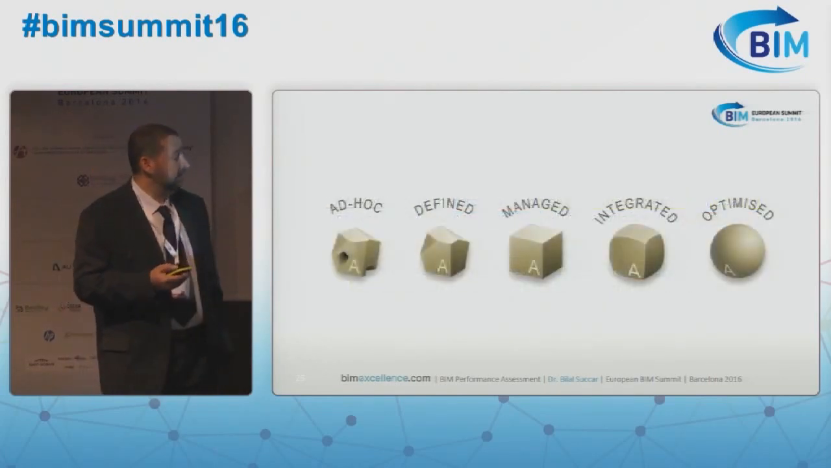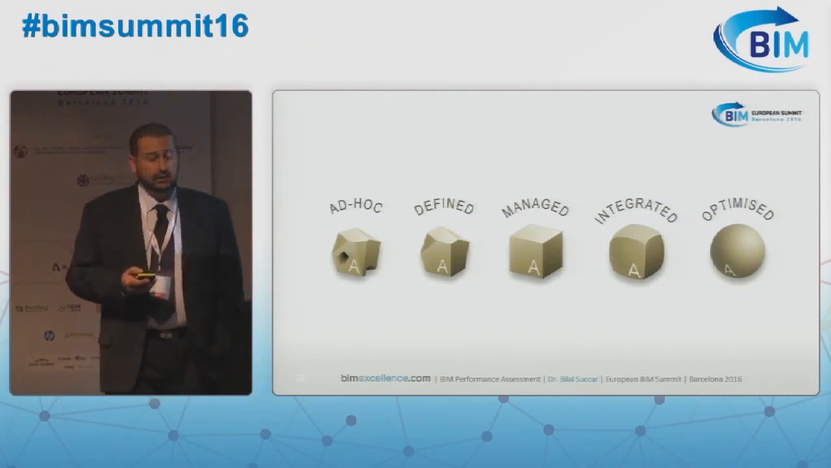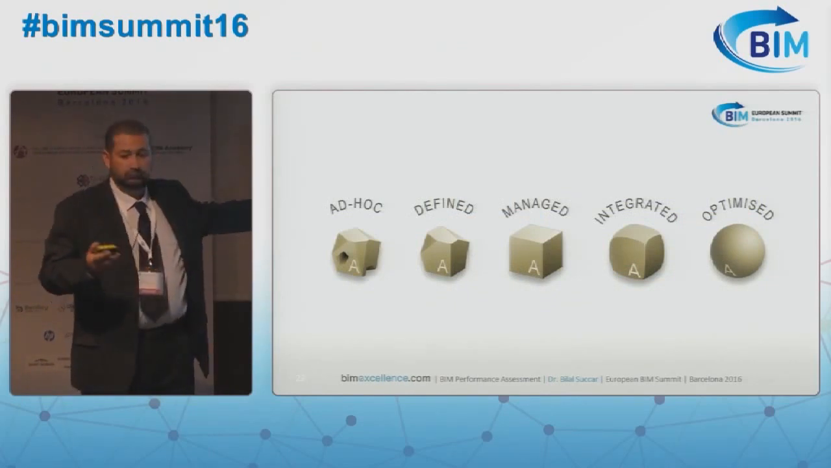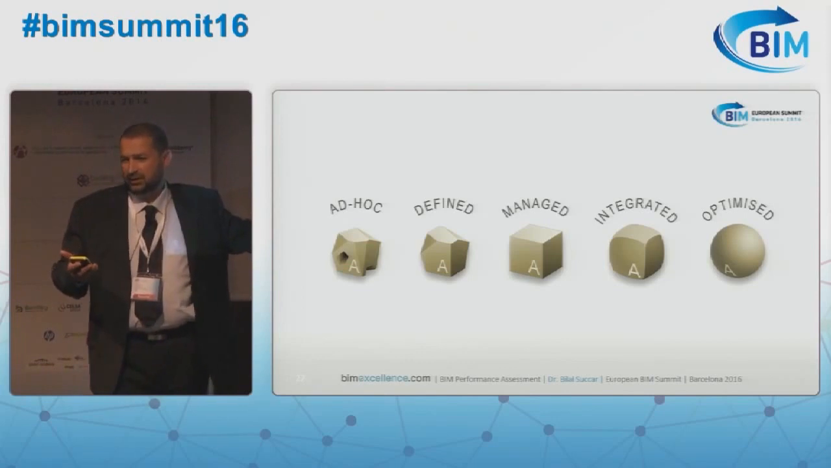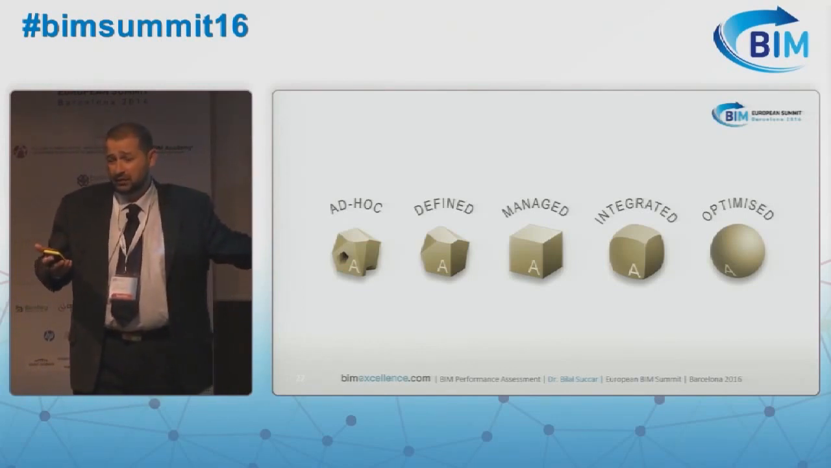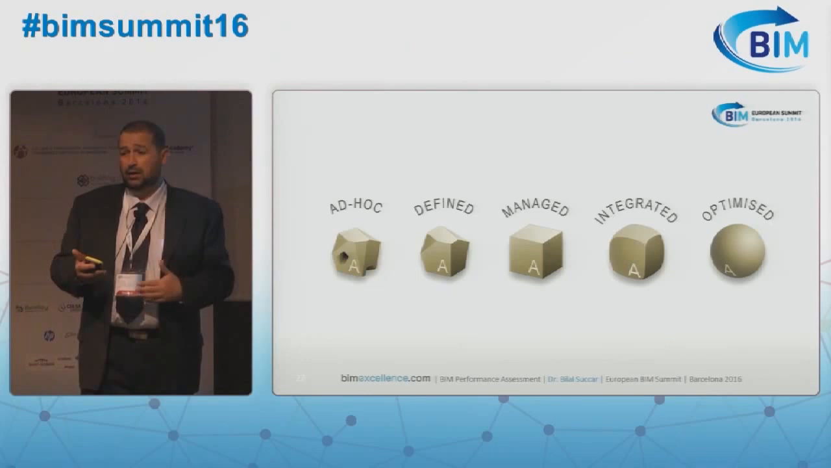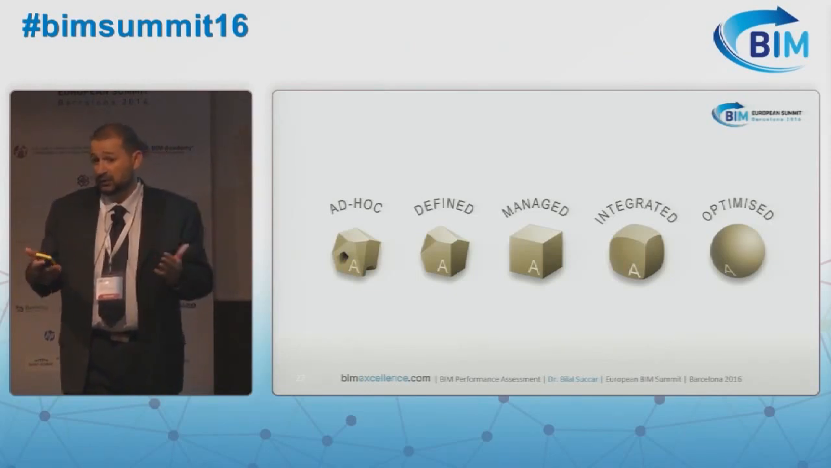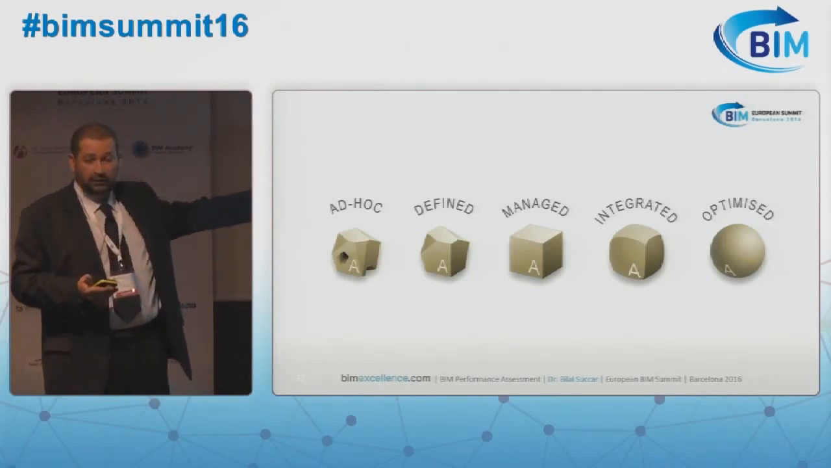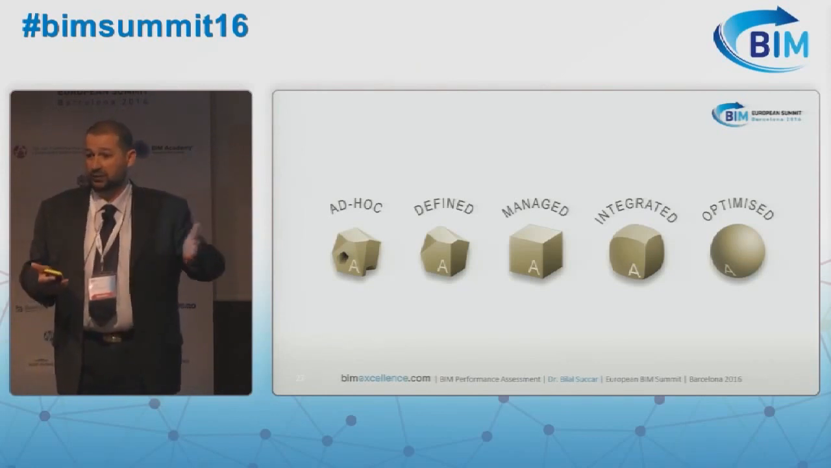So these are the five maturity levels. It goes from ad hoc, or just initial, there's no real maturity. They just have the minimum ability, so they can generate models. They can train their people, we can look at that. Then they go to defined, which is they have these processes defined, they are written down.